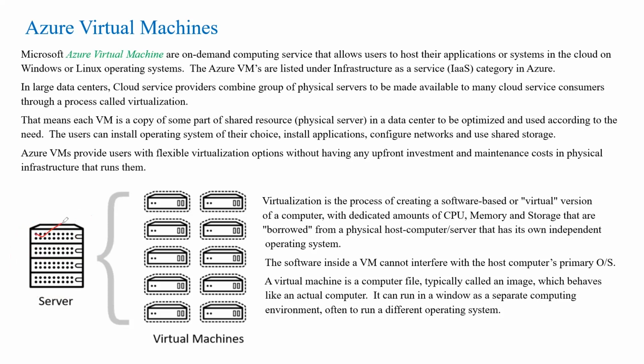This server may have 16 GB RAM, this may have 32, this may have another 32, this may have 64. So all of them put together come to around 256 GB of RAM. That 256 GB RAM is available for all the virtual machines that have been created here.